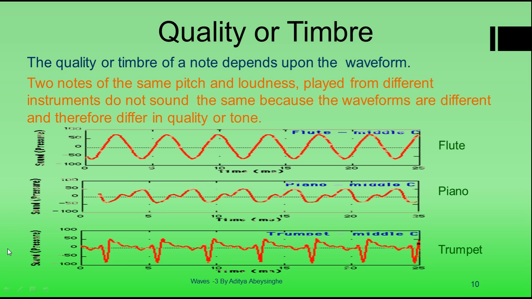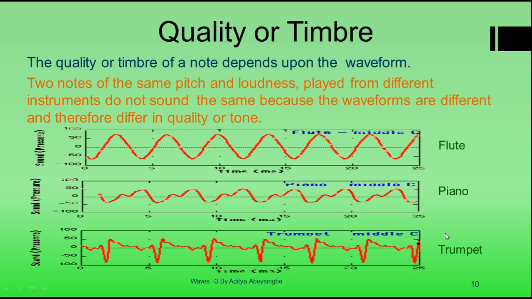And the trumpet is the most uneven. So the quality of the timbre depends upon this waveform. Two notes of the same pitch and loudness played from different instruments do not sound the same. Now if you sound the C note on a piano, on a flute and on a trumpet, they sound like different sounds. Although their frequency is the same, the sound pressure emitted by them is different. So that affects the quality.